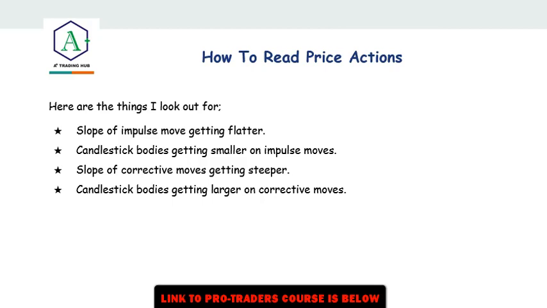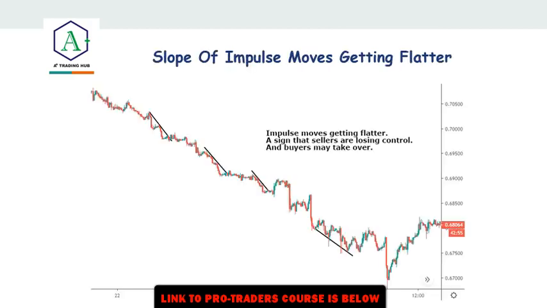When you are reading price action, you need to first look out for the slope of the impulsive move getting flatter. You have to look out for the candlestick bodies getting smaller on impulse moves. You also have to look out for the slope of the corrective moves getting steeper. You need to also look at the candlestick bodies getting larger on corrective moves. But first, let's look out for the slope of impulse moves getting flatter.